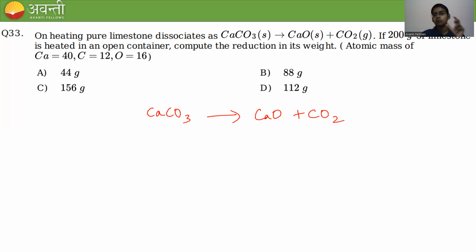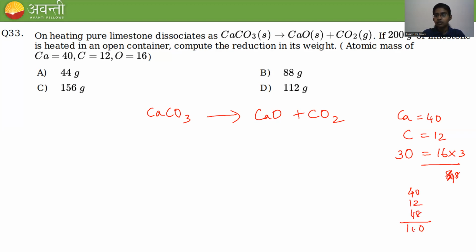What is the molecular mass of CaCO3? For calcium it is 40, for carbon it is 12, and for oxygen it is 16. I'm sorry, we have 3 oxygens, so 16 into 3 we have to do. What is 16 into 3? It is 48. So we add 40, 12 and 48, and you get 100.